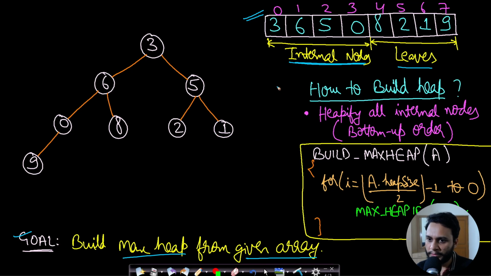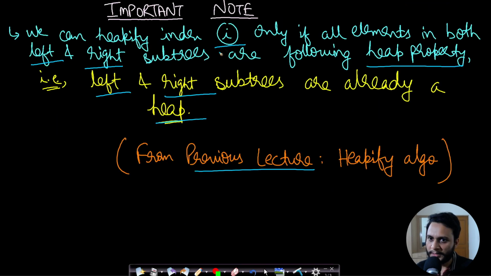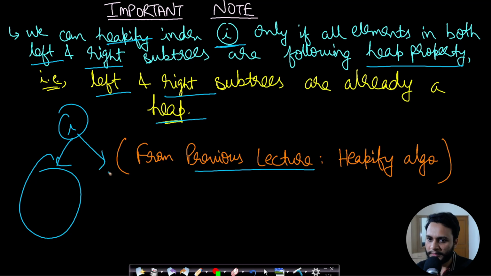Now how do we do that? In what order should we heapify? So that is a very important question. Now in this case, I had already shown in the important notice that if you are applying heapify on index i, then the entire left subtree as well as the entire right subtree should already be a heap. Otherwise you cannot apply heapify on this index i.